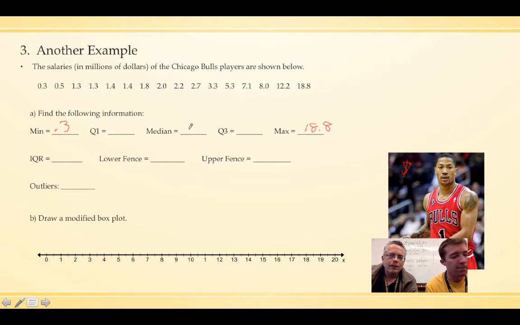Okay, our median was 2.1 million. Q1 was 1.35. And our Q3 was 6.2. All right. So IQR is Q3 minus Q1. Should be 4.85.